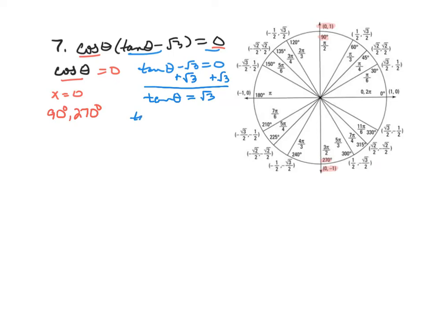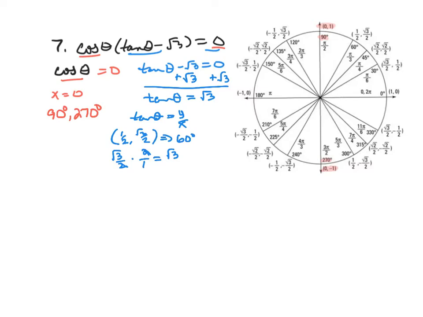So again, tangent of theta is y over x. So I need to figure out which ordered pair will give me √3 when I divide them. And that's actually a reference angle of 60, because that ordered pair is 1/2, √3 over 2. And if I divide √3 over 2 by 1/2, which is multiplied by the reciprocal, I get the √3. So this ordered pair goes with the reference angle of 60 degrees.